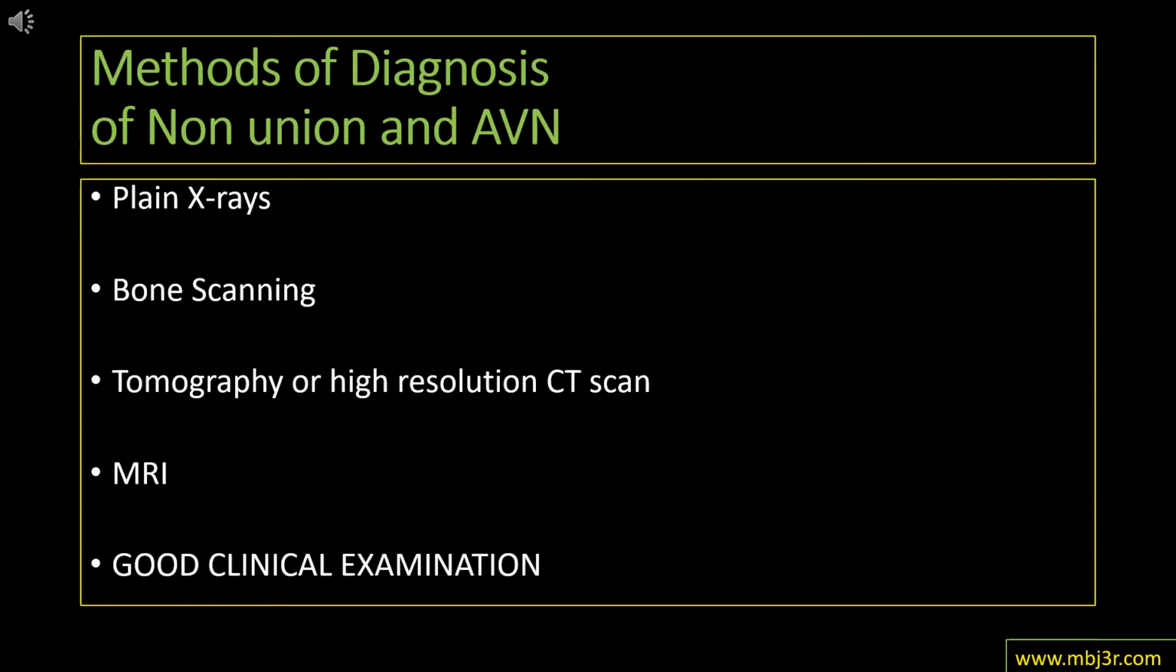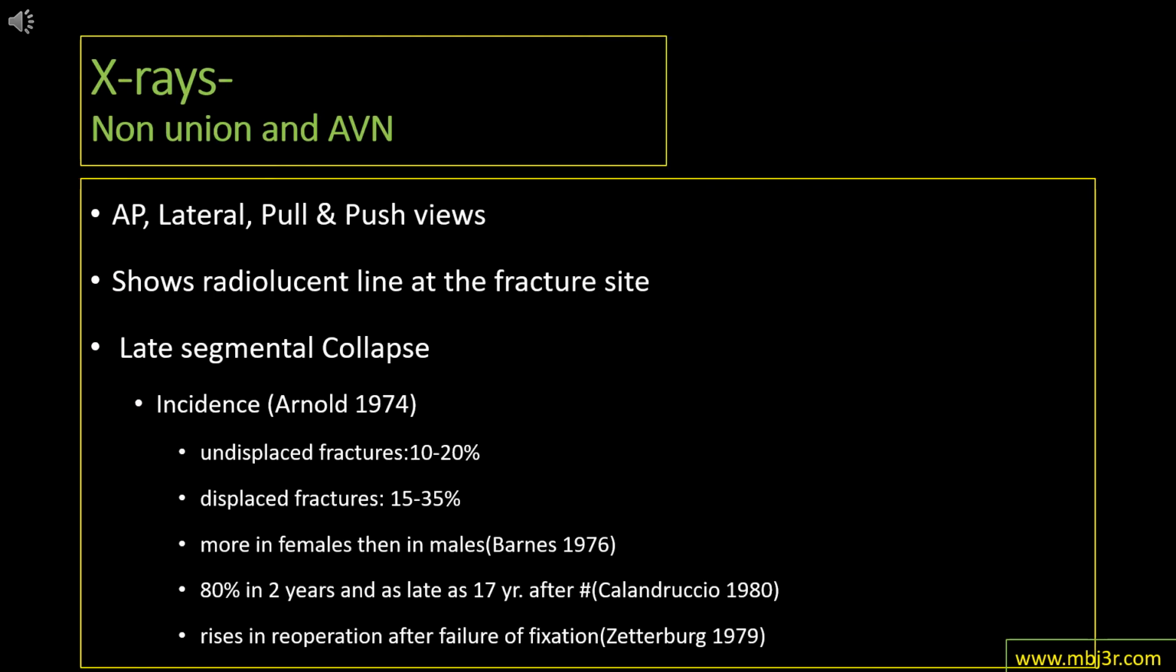Patients with a normal bone stock have a higher risk of avascular necrosis. Methods of diagnosis of non-union and avascular necrosis: you can detect it on X-rays, bone scan or CT scan. Sometimes you need an MRI scan also, but good clinical examination and evaluation of the patient's other physical parameters is very important in decision making. For X-rays, you have to take an AP and lateral view of the hip, and you can take pull and push views in a non-union case.